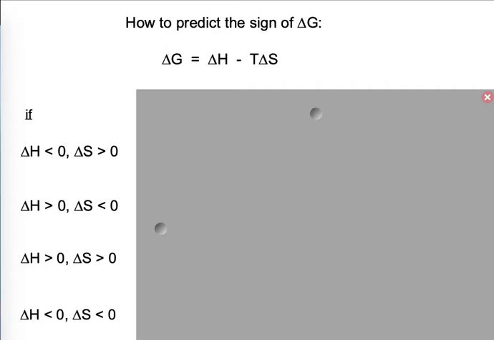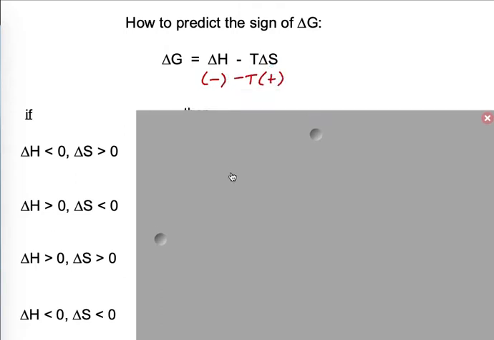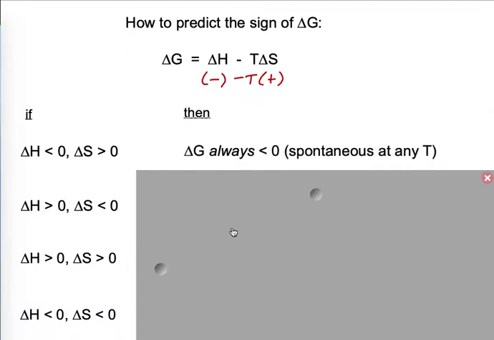In the first example, if delta H is negative but delta S is positive, meaning we have an exothermic reaction in which entropy is increasing, delta H is negative, and we're subtracting temperature times a positive delta S, we see that delta G will always be negative. There is no way with a negative delta H and a positive delta S for delta G to be positive. Therefore, such a process is spontaneous at any temperature.